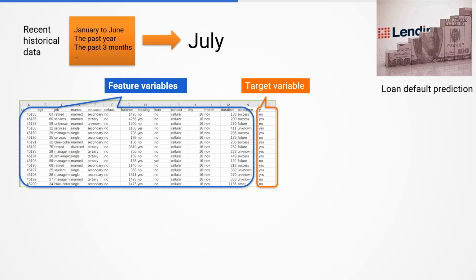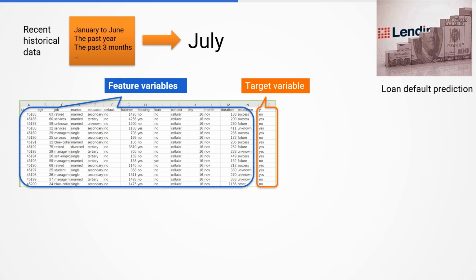The feature variables refer to the information that may be related to the prediction objective. For example, in this example, the feature variables include the information of borrowers, such as income level, debt situation, loan amount, term, interest rate, job, housing condition.